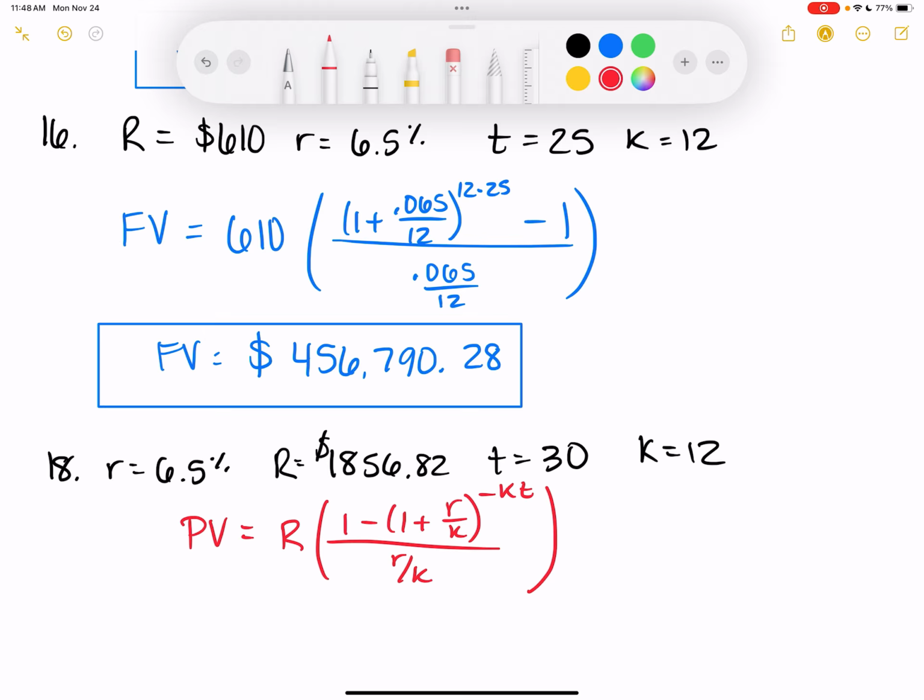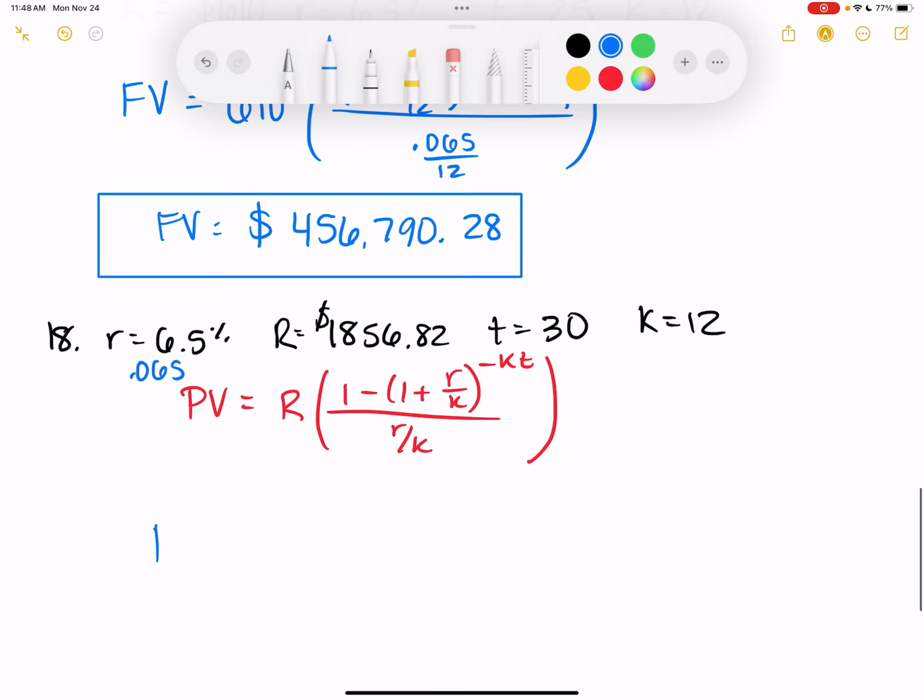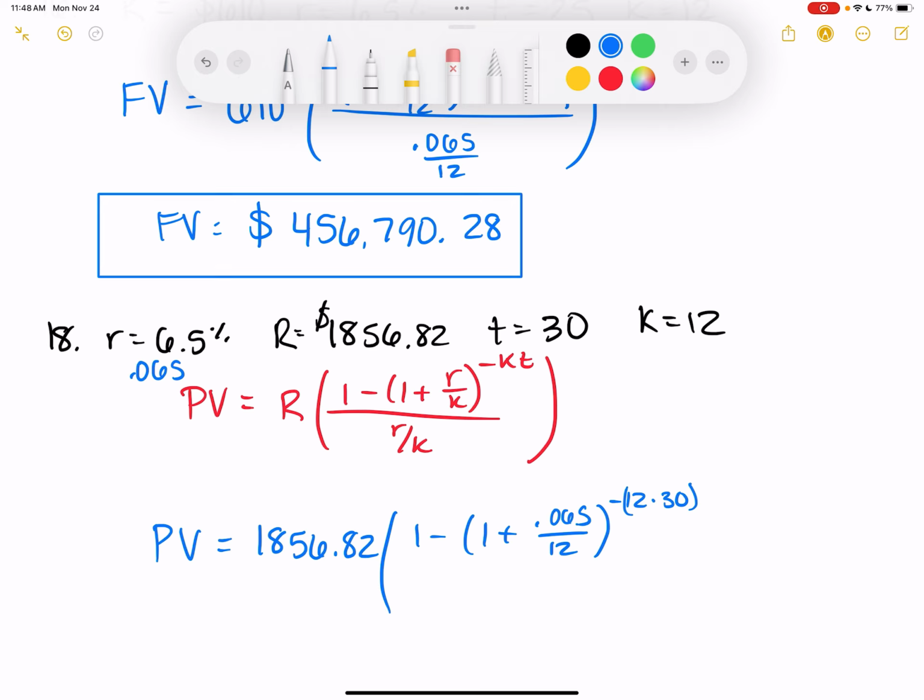All right, so R is 0.065. So then I'm plugging everything in. Present value is equal to $1,856.82 times 1 minus 1 plus 0.065 over 12 raised to the negative 12 times 30, all over 0.065 over 12.